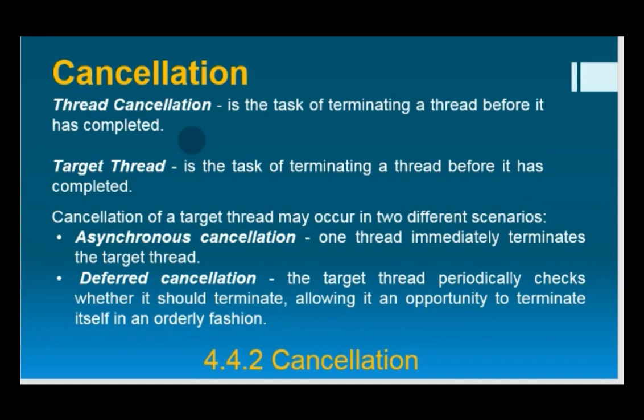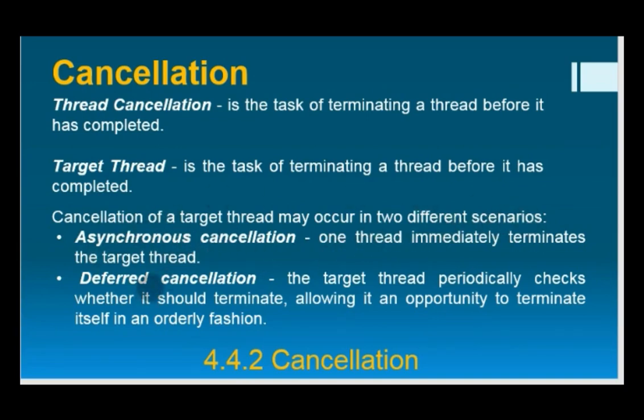Often, a web page is loaded using several threads. Each image is loaded in a separate thread. When a user presses the stop button on a web browser, all threads loading the page are cancelled. The target thread is the thread to be terminated before it has completed. The main scenario is, if a process is terminated, what should be the cancellation scenario of the different types of threads? If this process has different threads and the process itself is cancelled, how should these threads be handled? For that, we have two different types of cancellation schemes.